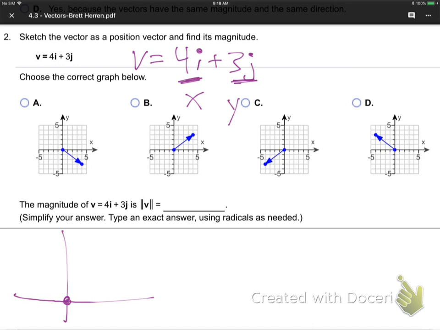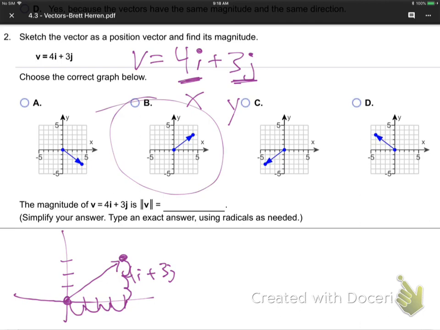They just make up new letters, which are basically X and Y, but in the vector world they use I and J. So that means 4 to the right, 3 up. There it is, vector 4i plus 3j. That's 4 right, 1, 2, 3, 4, and 1, 2, 3 up. 4 right and 3 up. That looks like B to me, right?